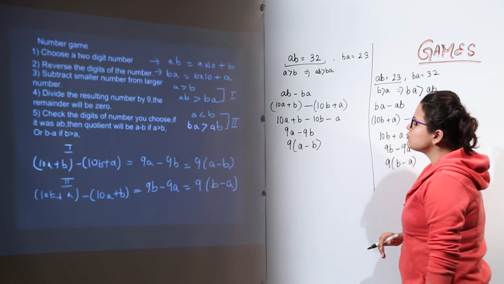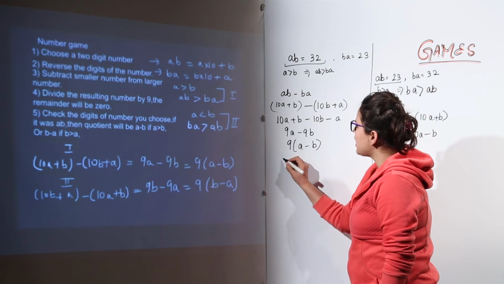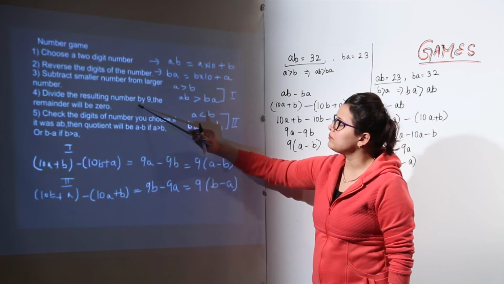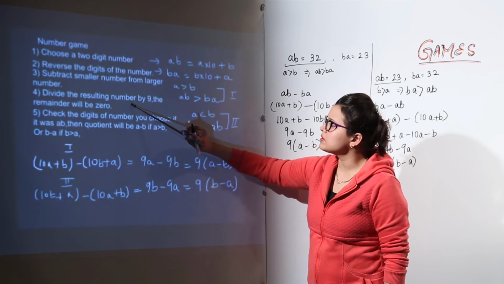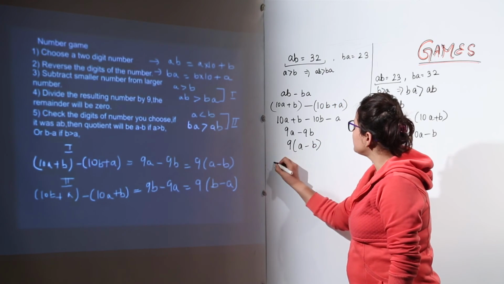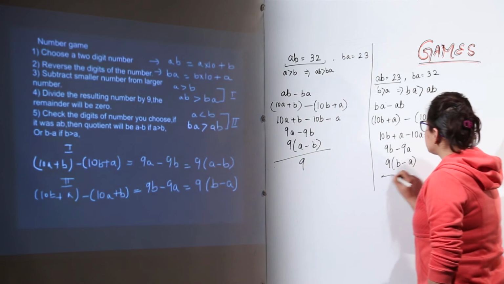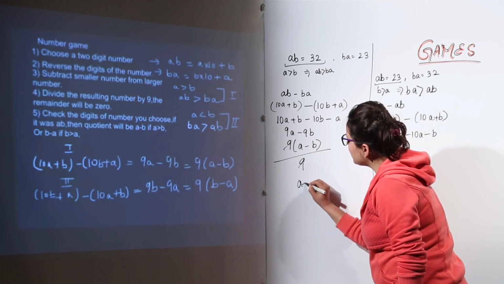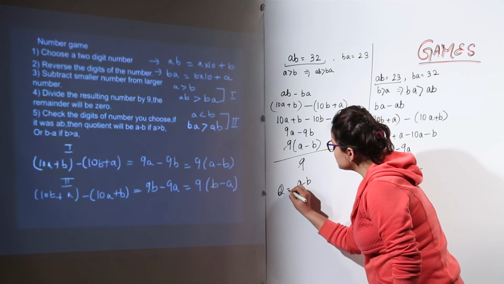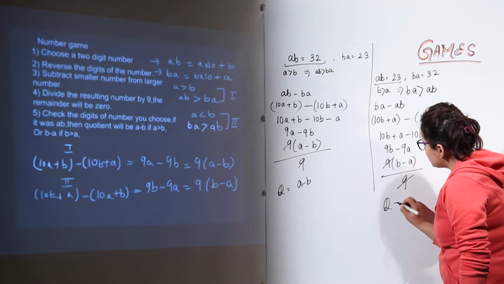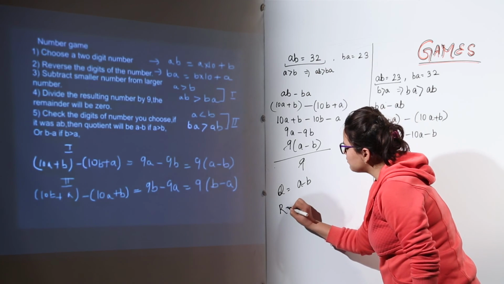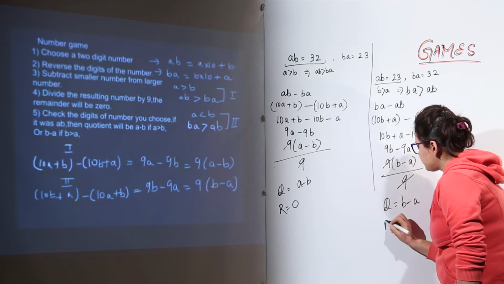Now what you are going to do? You are going to divide and check. I am going to start with the fourth step. The fourth step used to tell me that you divide these numbers with 9. Now over here I am going to divide this with 9 as well as this one. What am I going to get? Here we get A minus B as the quotient, and what is my quotient over here? We get B minus A. What about the remainder? We are getting 0.